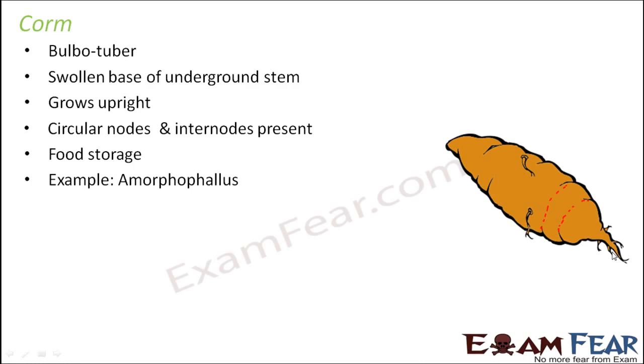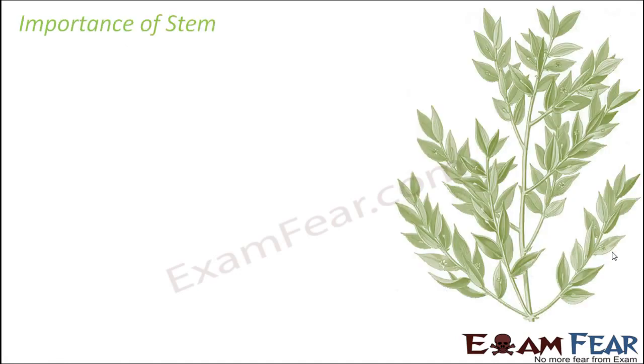So these were some of the modifications of stem: the aerial stems, the subaerial stems, as well as the underground stems. We saw that stems not only perform their basic functions of transporting water and minerals from root to different parts of the plant, they also perform a variety of other functions like food storage, performing photosynthesis, acting as defense organs for the plants. So they actually serve a variety of purposes.